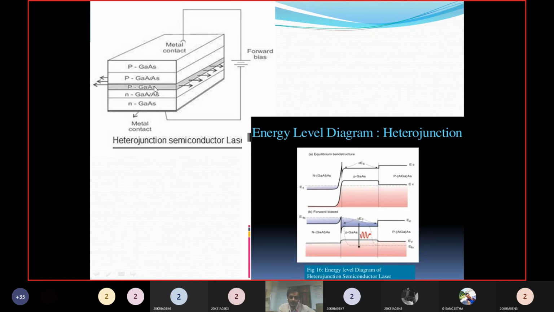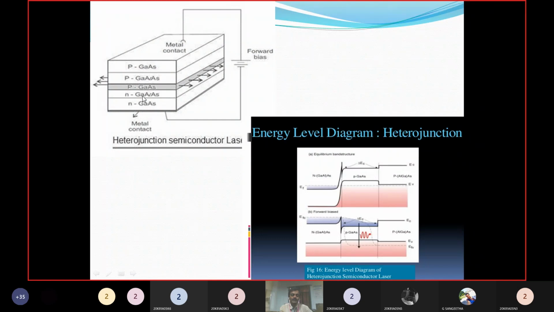The only difference is that in the heterojunction laser there are many types of layers. Initially, the p-type gallium arsenide acts as the active medium. Above that p-type gallium arsenide there is a p-type gallium aluminum arsenide layer. Again there is p-type gallium arsenide, so in between the two p-type gallium arsenide regions there is a middle gallium aluminum arsenide layer. Because of the aluminum here, the refractive index changes.